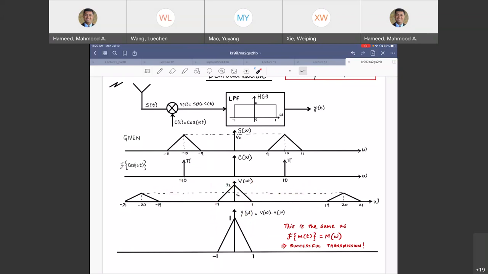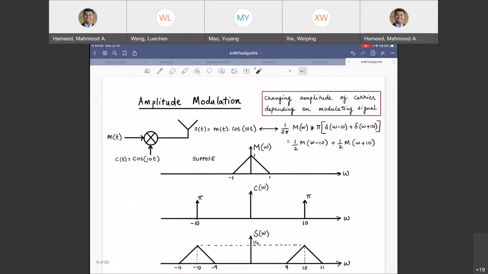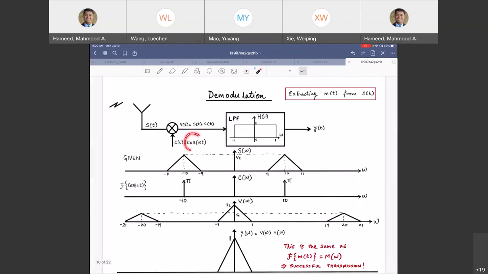So I want you guys to be thinking about these ideas. What are we doing in the frequency domain? How are you choosing the cutoff frequency of the low pass filter? Why are you multiplying the signal with the same carrier at the receiver? What would happen if I change it? What would happen instead of, when I do amplitude modulation here, I choose cosine 10t, but when I'm doing demodulation, I choose cosine 11t?